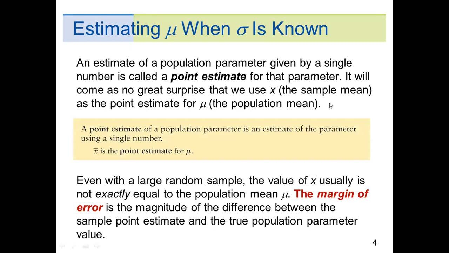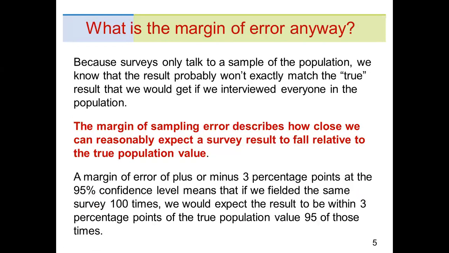An estimate of the population parameter given by a single number is called a point estimate. We're going to use X bar, the mean of the sample. He says, even with a large random sample, the value of X bar is usually not exactly equal to the population mean mu. There's what's called a margin of error. We're a little bit off. We're off on the low end and we're going to be off on the high end.